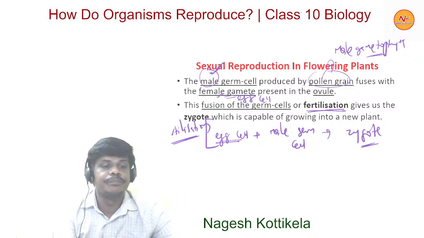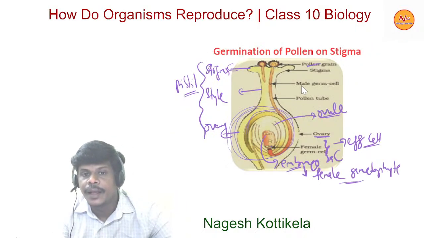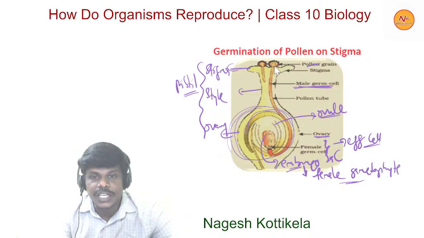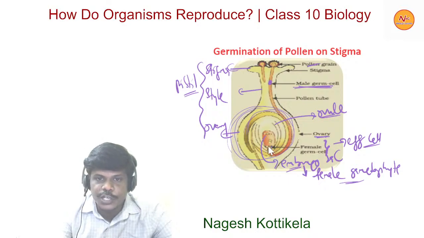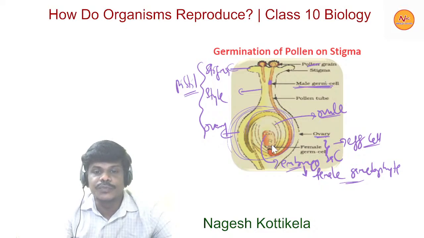Here you can see this is the pollen tube. It is carrying the male germ cell. In this pollen tube, you can see the male germ cell. It is carried like this, and it is fusing with the egg cell, which is present here. So like this, the male germ cell fuses with the egg cell, which is nothing but the female gamete.